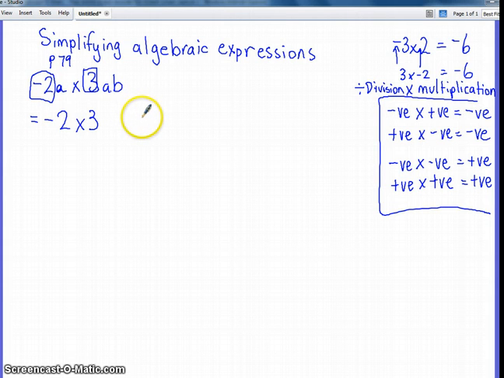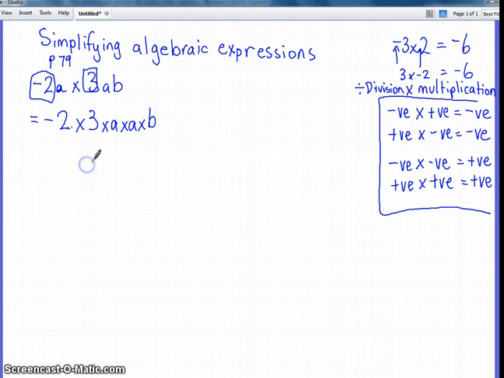And then what have we got in here? Times b. Times a, times a, times b. And we've got that so far. Are you okay with that so far? So what we're doing is we're expanding it out first, and then we're going to simplify it. So we're going to broaden it out, and then we're going to simplify it.